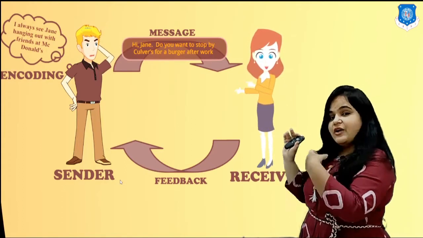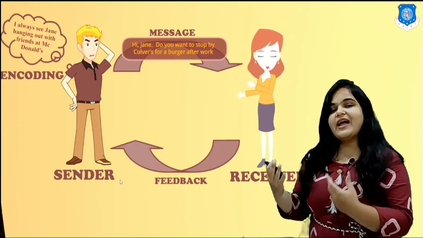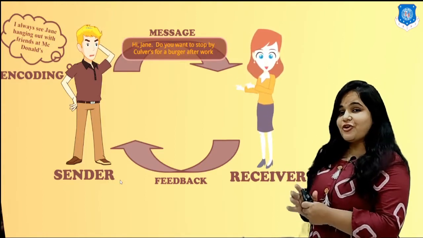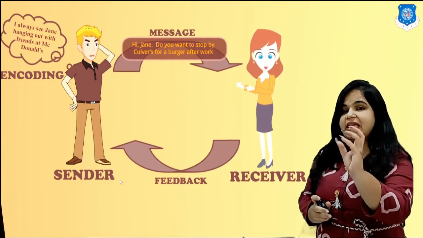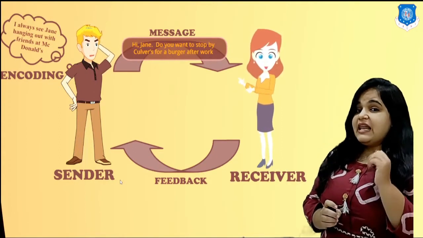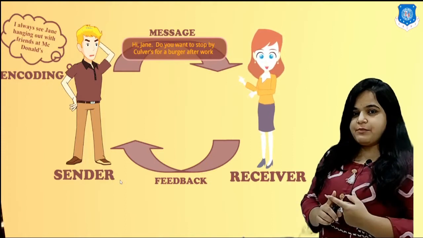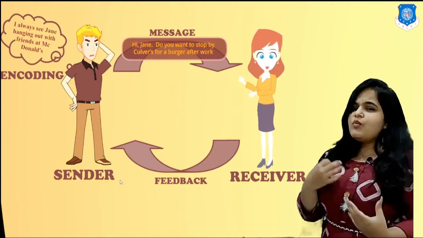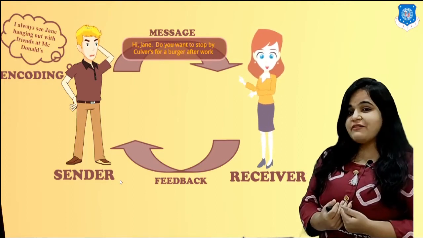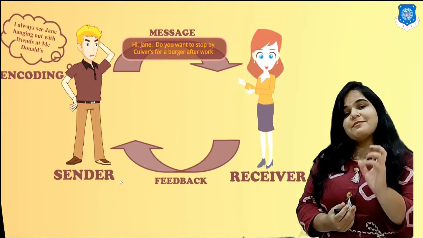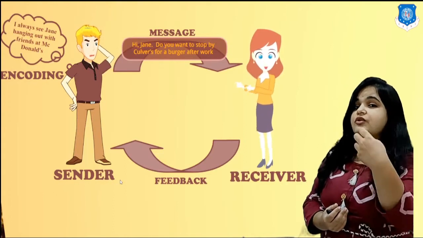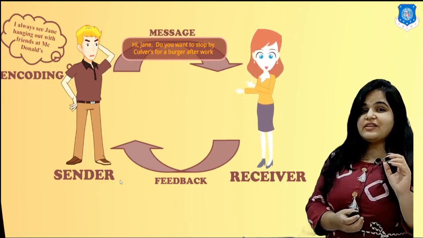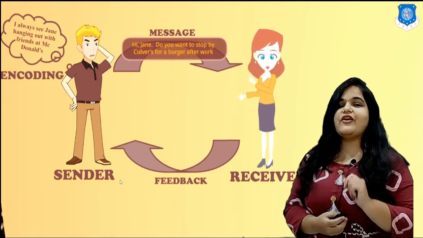Encoding converts your thoughts into an actual message by thinking about the receiver, by thinking about the thoughts of the receiver. You encode by keeping in mind some specific things, like what is the type of the receiver, what is the language the receiver understands, what is your emotional bonding with the receiver, and the manner in which the receiver would understand you better. You need to think of all these things, and only after thinking all these things you would encode your message.